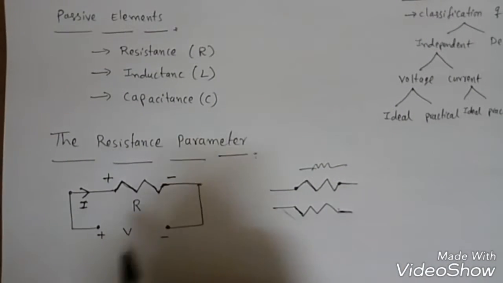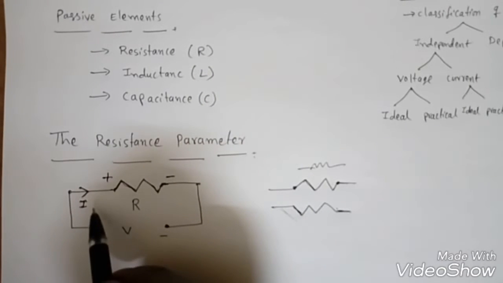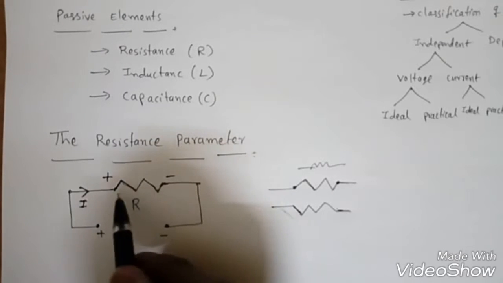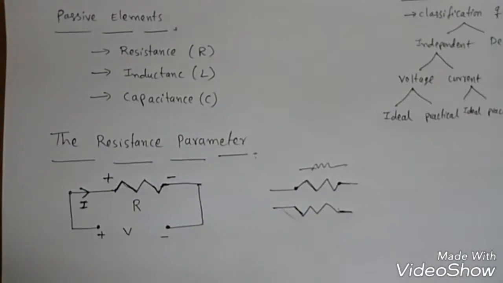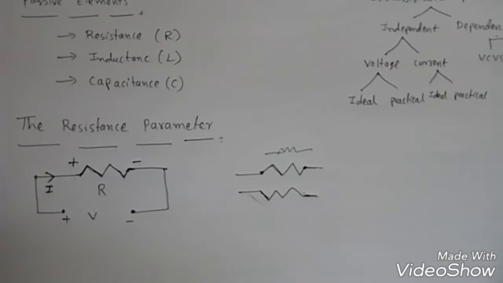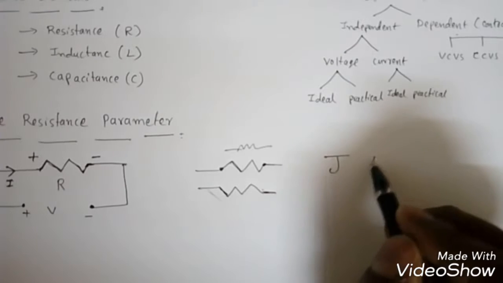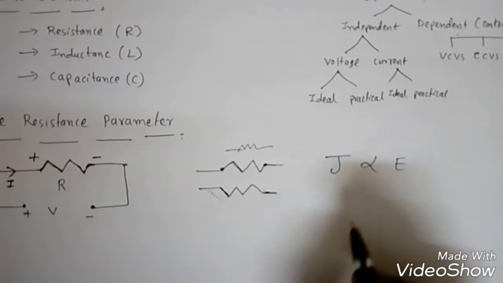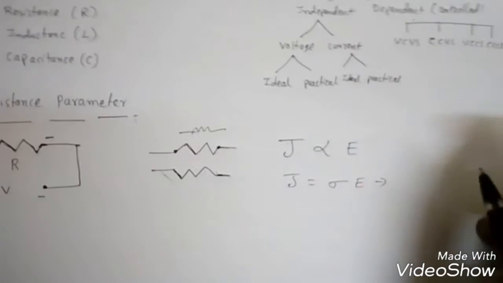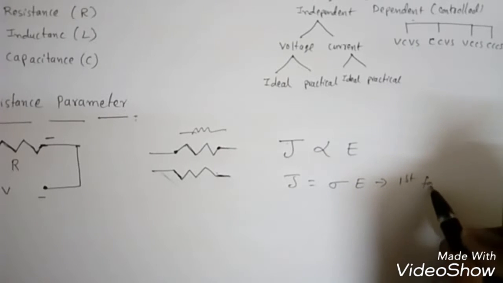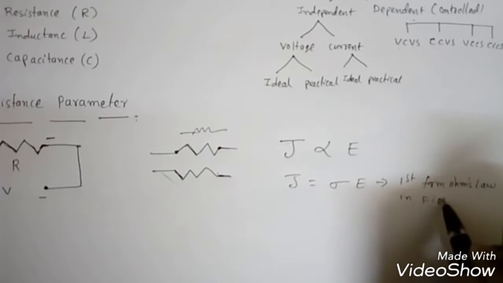Now we will discuss how to find the current. Remember, the resistance always resists the current flow through it. Generally it is made up of some material, so it will always resist the current flow. But before that, we will see Ohm's law in field theory. The current density J is directly proportional to the electric field E, and J is equal to sigma into E. As I already told, this is the first form of Ohm's law, in field theory.